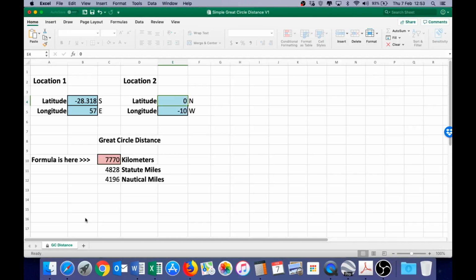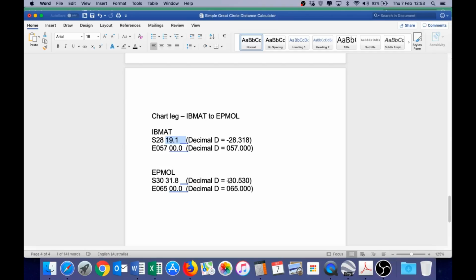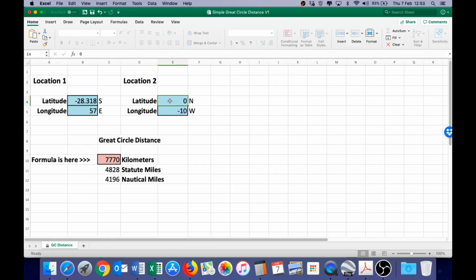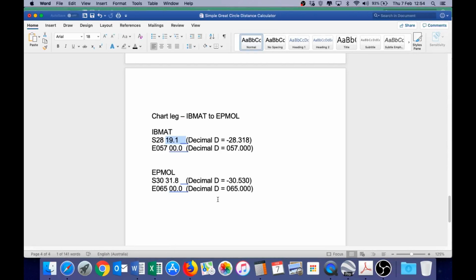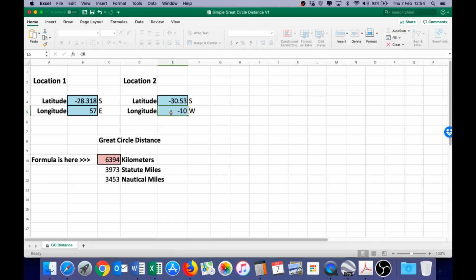And here is the calculator with the first location already entered to save a bit of time. Let's now put in the second one, EPMOL. The latitude is minus 30.530. You will notice when I put in a negative number here, that N will change to S. So we want minus 30.530. And that just confirms that you are in the correct hemisphere. We now want the longitude, which is decimal 65.000. We can just put in 65. That's a positive number, so that W will change to E for east. And the distance is 439 nautical miles, as we would expect based on a globe.